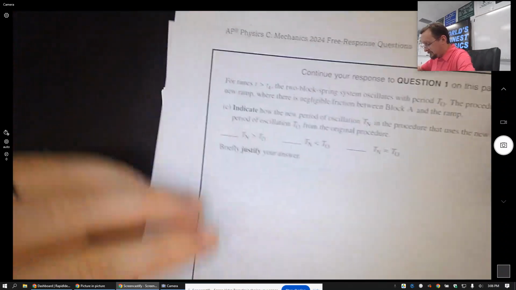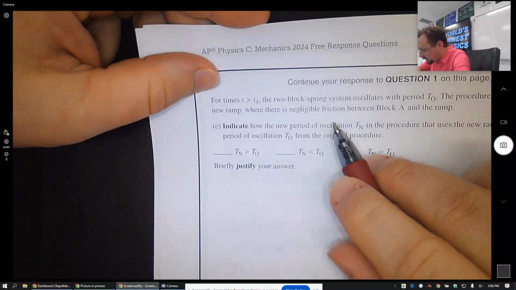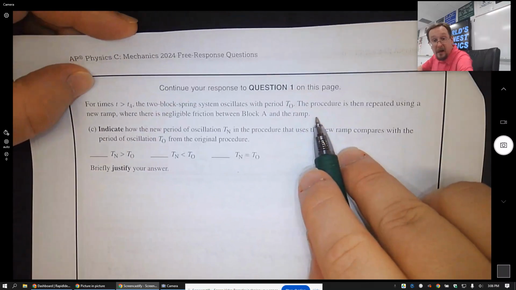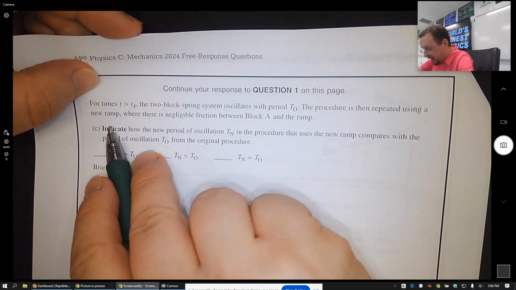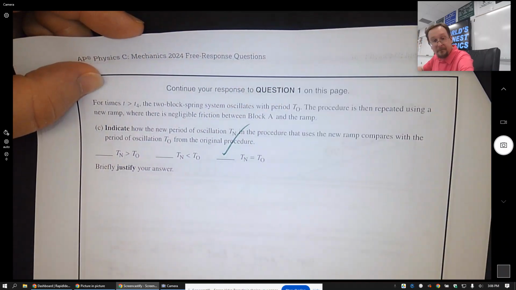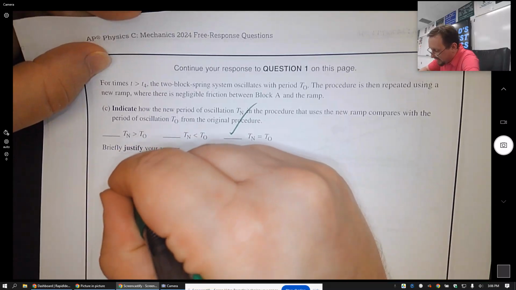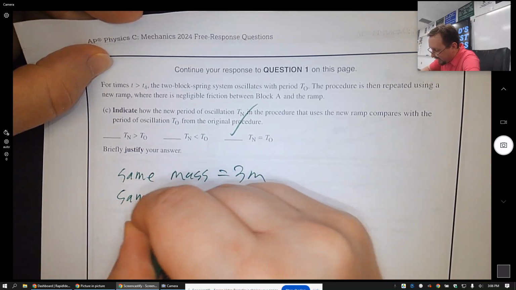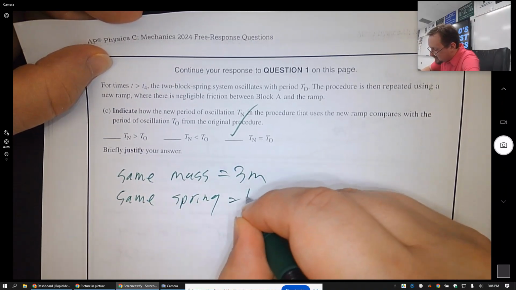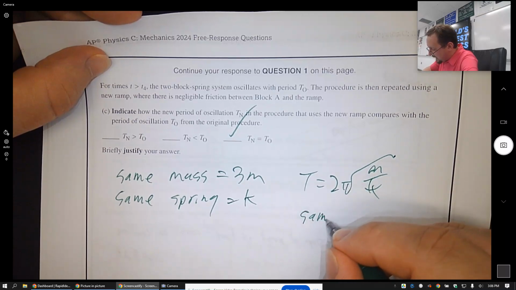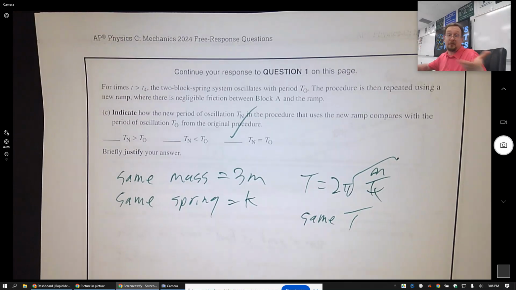What is this? For times greater than t4, the two-block system oscillates with a period T0. Okay. The procedure is then repeated using a new ramp where there's negligible friction. The new period will be the same. Why? Because it's going to be the same mass of 3m. It's the same spring, which is k. Period is 2 pi radical m over k. So it's the same period. The only thing that would be different would be the amplitude would be greater because you have more energy. You didn't dissipate any energy.